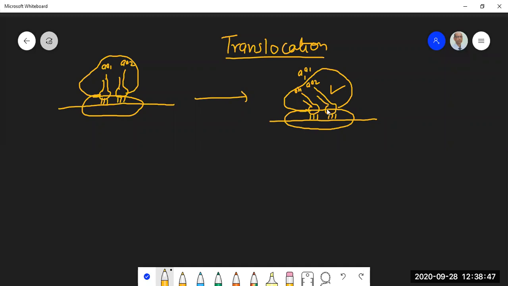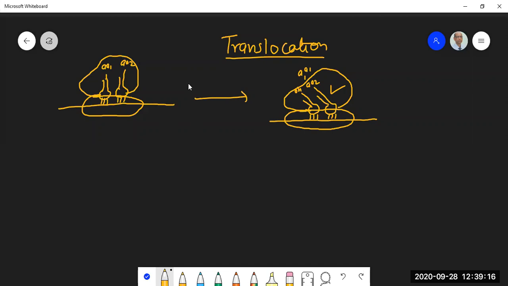So what has happened? Now this peptidyl tRNA occupies the P site in the large subunit while retaining its place at the A site in the small subunit. This deacylated tRNA, which is now without amino acid, now occupies the E site on the large subunit while retaining its place at the P site in the small subunit, right? So this is peptide bond formation.